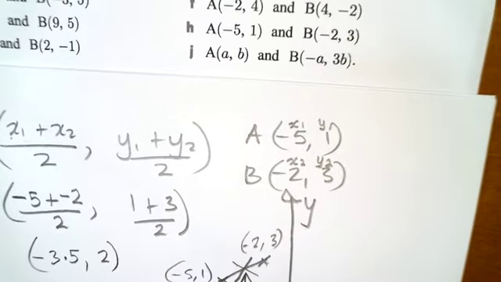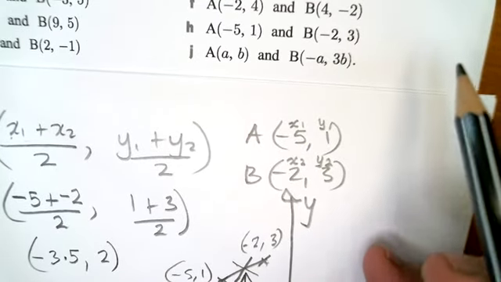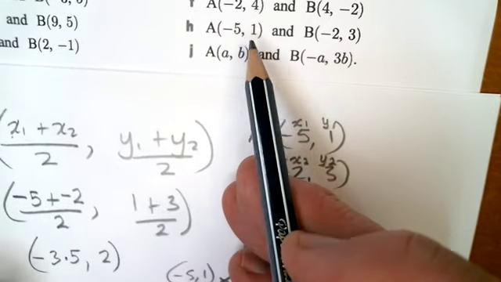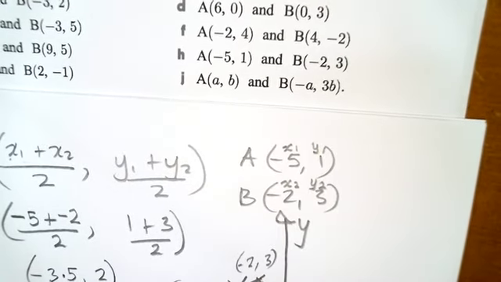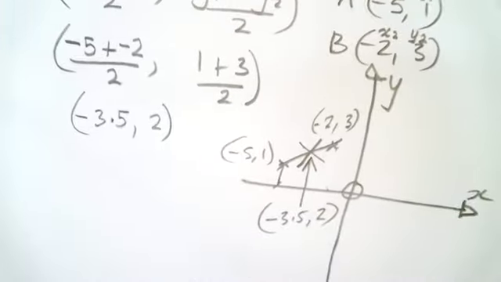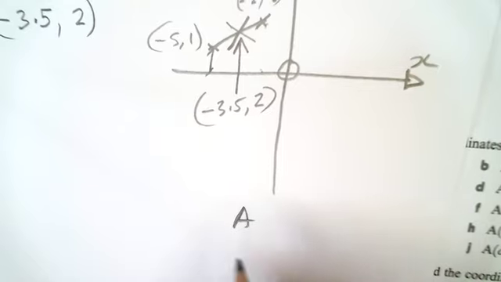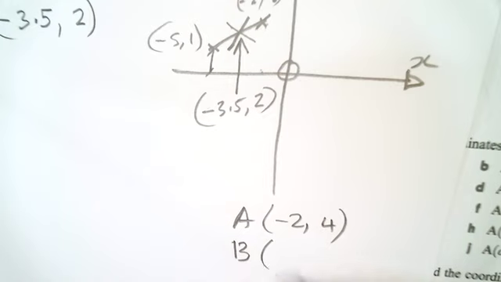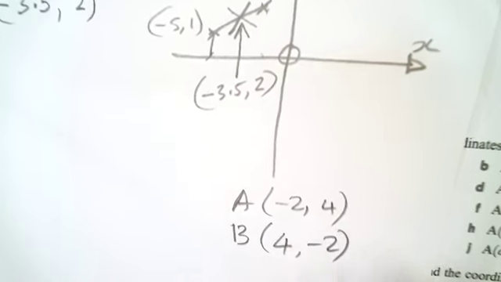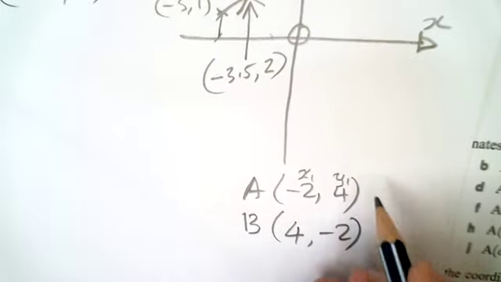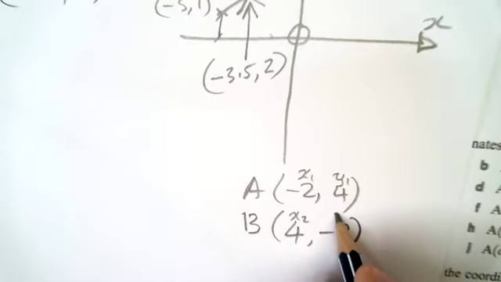All right, let's do one more of those. A bit of fun here. Let's go with F, this one here. So I'll write all that up. I've got my A point, A is going to be negative 2, comma 4. And my B is 4, comma negative 2. Notice I've left a little bit of space in between, so I'm going to write this as x1, this is y1, this is x2, this is y2.